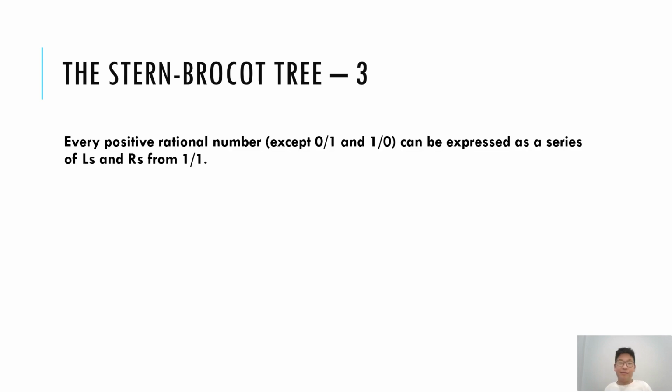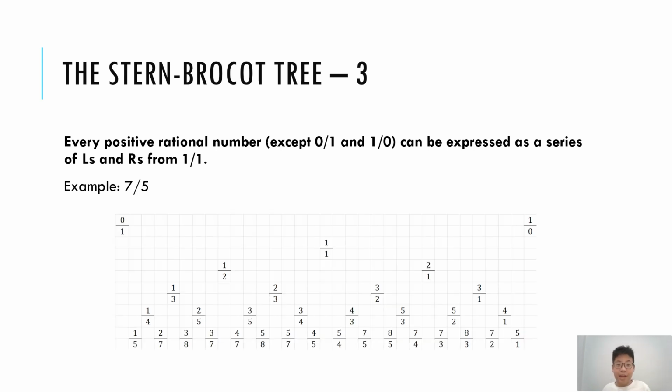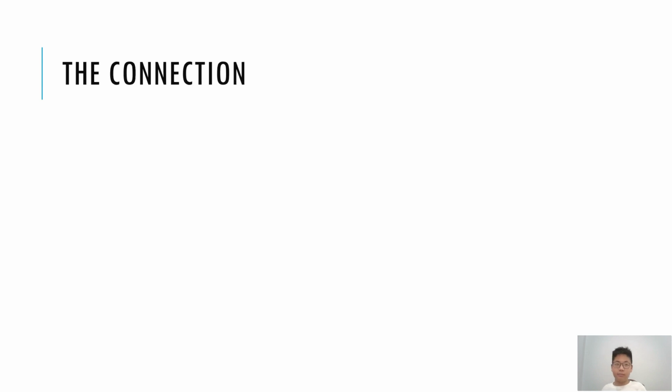And now here's a theorem. Every positive rational number except 0 over 1 and 1 over 0 can be expressed as a series of L's and R's from 1 over 1. For example, let's say you want to pick 7 over 5. We have our Stern-Brocot tree here. Take R, go to 2 over 1, take L to 3 over 2, take L to 4 over 3, and take R to 7 over 5. We write this string as RLLR, starting from 1 over 1.